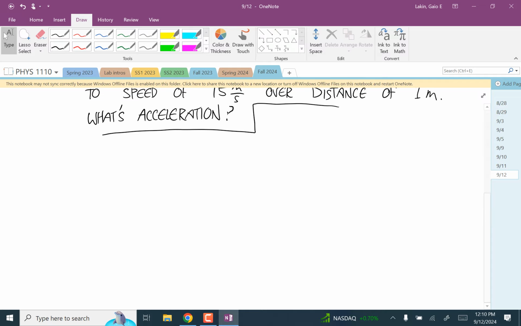So first of all, I like to just draw a diagram of what's going on. So we're talking about the path of the person's center of mass from here to here, and we know that that distance is 1 meter. Okay, at this point, they're at 0 meters per second, and at this point, they're at 15 meters per second.